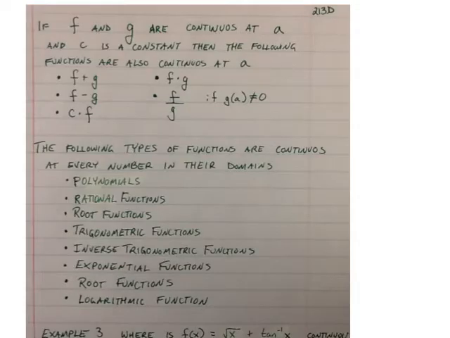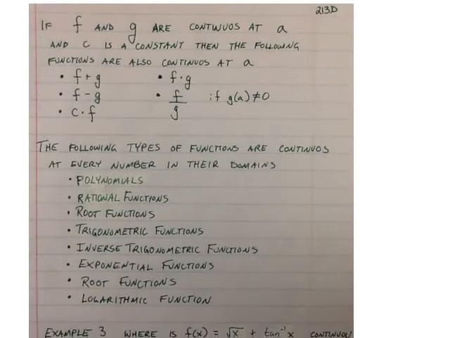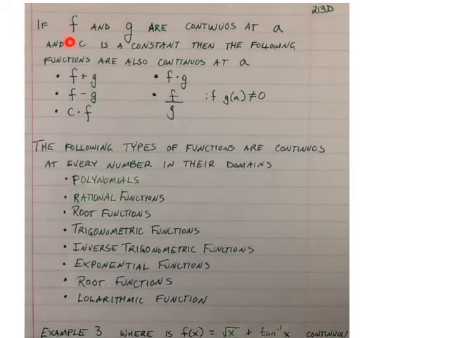All right, wrapping up the ideas of continuity is this concept: if you have two functions, f and g, and we know they are both continuous at a, and c is a constant, then we can say the following functions are also continuous at a: f plus g, f minus g, your constant times f, f times g, and f divided by g, provided g of a is not 0.